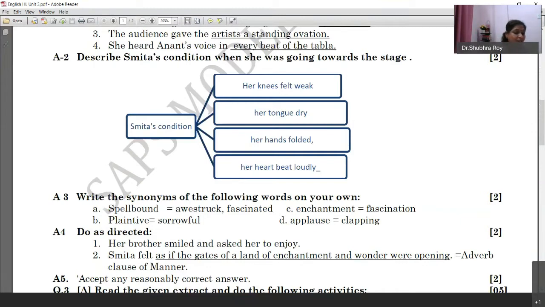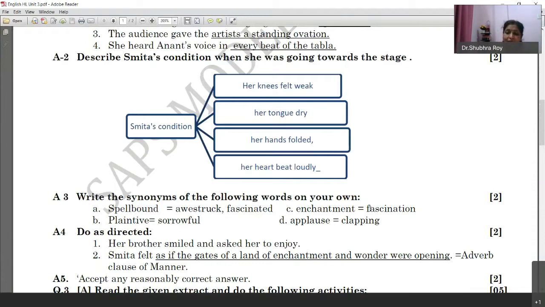Now answer 2. "Smita felt as if the gates of the land of enchantment and wonder were opening." The question was, identify the subordinate clause and name it. So you can see that I have identified the subordinate clause by underlining it here. You also have to do the same thing. Write the complete sentence, underline the subordinate clause, and write down the name of the clause.